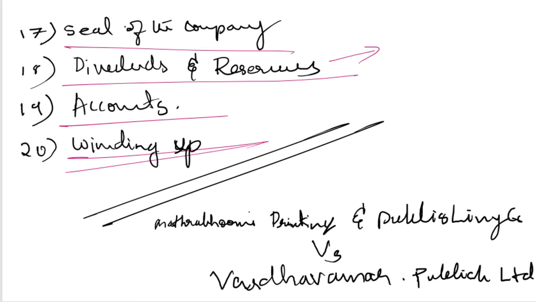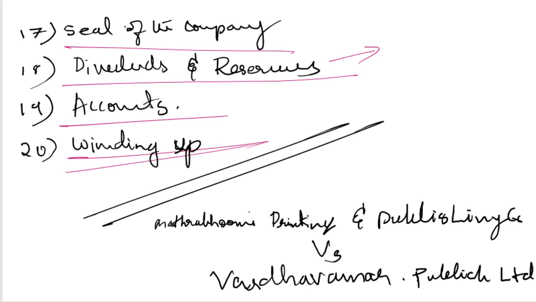All right. So I hope you understood about articles of association. So articles of association is not a charter of a company. Memorandum of association is the charter of a company, and articles of association is the internal document which is used only for internal purpose.